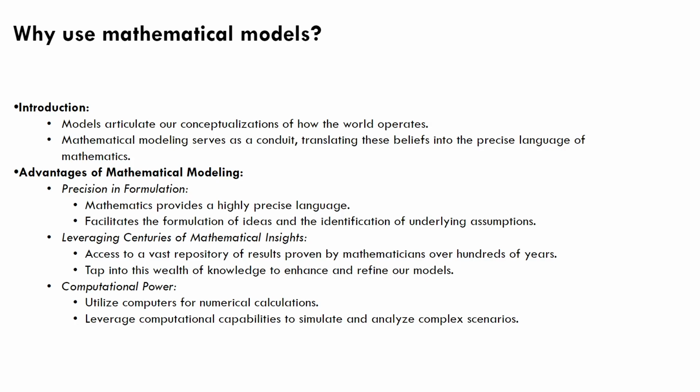And what are the advantages of mathematical modeling? The first thing is the precision of mathematics. It is a highly precise language, and facilitates the formulation of ideas and the identification of underlying assumptions. Obviously, it is a highly precise language. As I said, you can write down complex interactions, complex phenotypes emerging from a system in terms of a set of differential equations or a set of other equations, not only differential equations. Say, for example, you are working with a metabolic network.